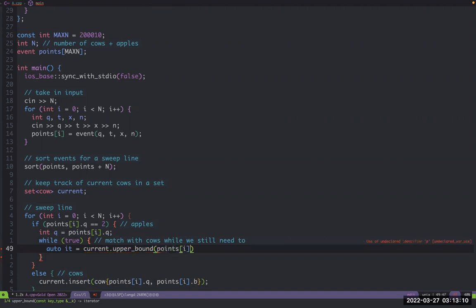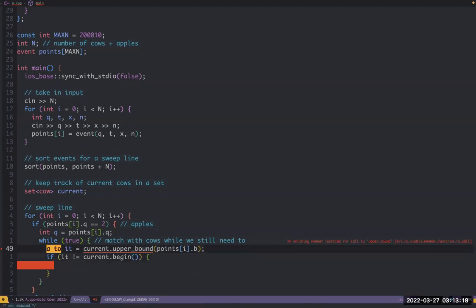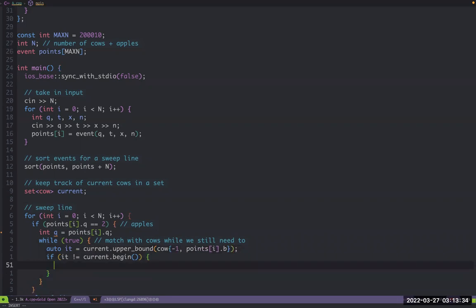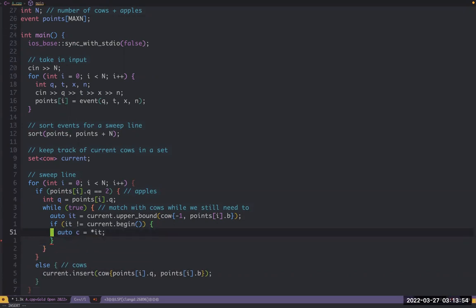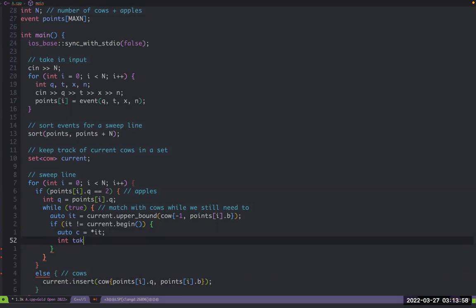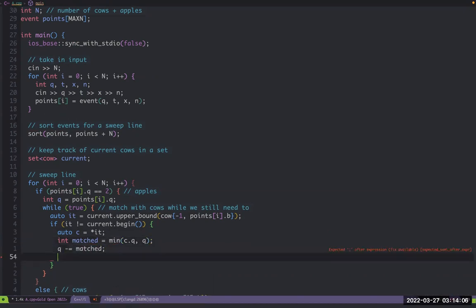Upper bound to... he doesn't like that. Okay. Oh, because we're going to have to create a cow to pass it in, but it doesn't matter what quantity we give. So in this case, our cow will be that. Then we take the matched amount, the min of the amount available and the amount we need. So Q minus equals matched, and if Q equals 0, break.